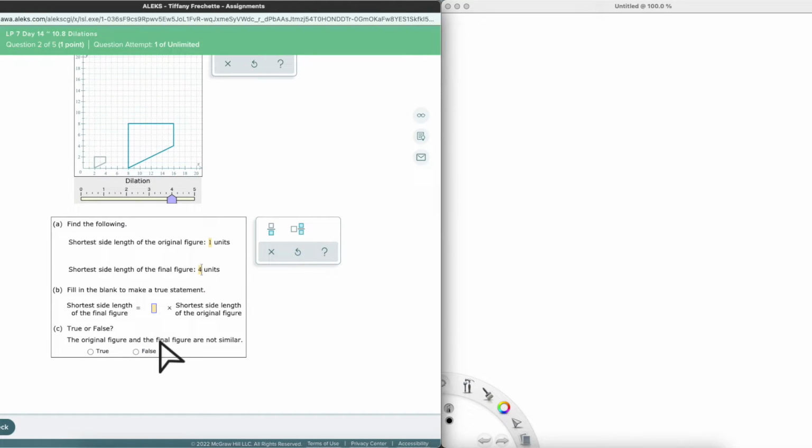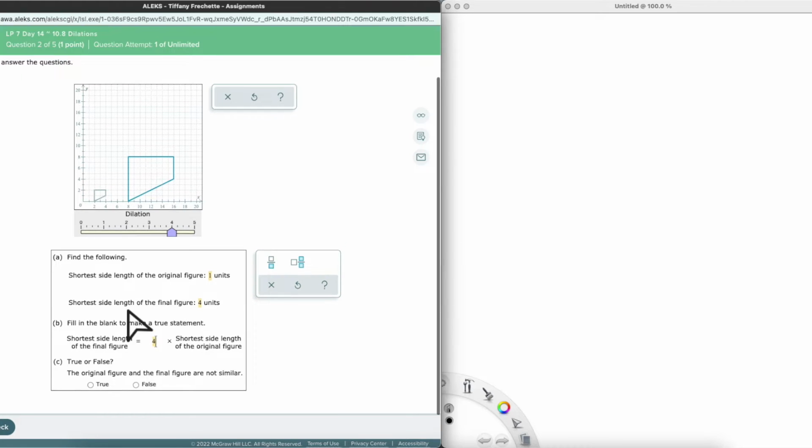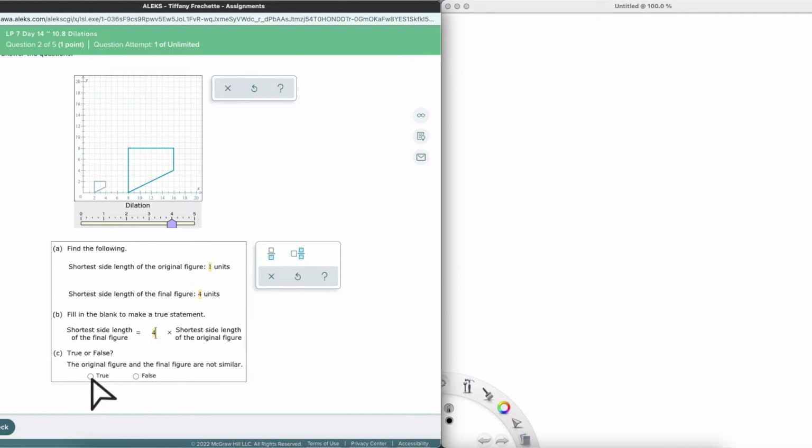So fill in the blank to make a true statement. The shortest side of the final figure equals blank times the shortest side of the original figure. So exactly what we were just talking about. Everything gets multiplied by 4. So true or false, the original figure and the final figure are not similar. Well, then that means that we didn't do the dilation very well. Because dilating just means that we're making it larger or smaller. We're not changing the shape. So they should definitely be similar. So that "not" throws us off a little bit there.